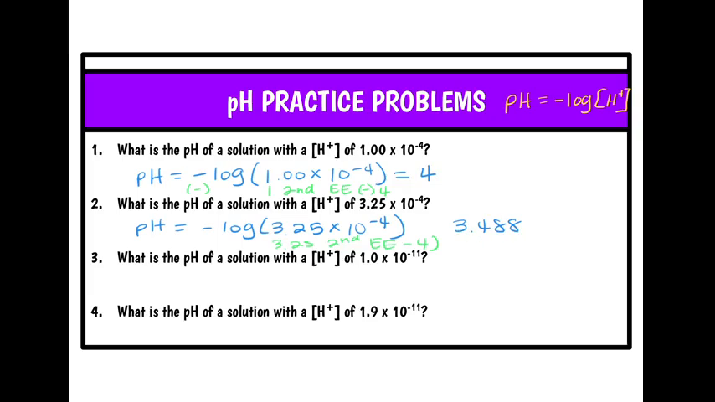Now, something that I do want you guys to notice is if we were to compare these numbers of 1 times 10 to the negative 4th and 3.25 times 10 to the negative 4th, yeah, they're both still not big numbers, but notice how this number is bigger.